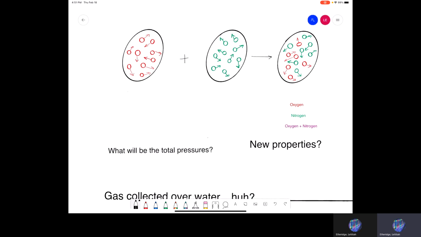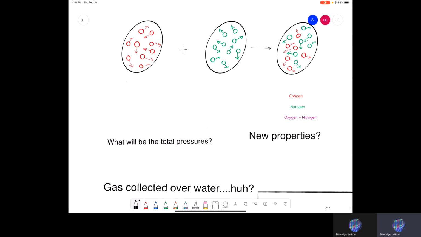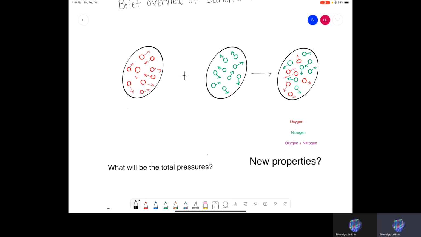Up until this point, we have been looking at gases individually. We haven't talked about what happens if we mix gases, we're just talking about them by themselves. Dalton's law is a way that we can figure out, if we combine two gases together, what new properties potentially are going to appear. And the second question is, what's going to be the total pressure? Because now I've added more gas.